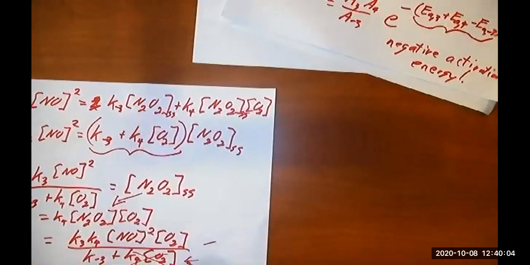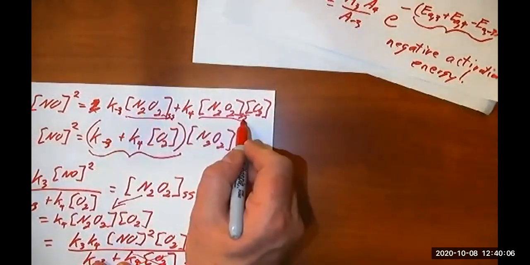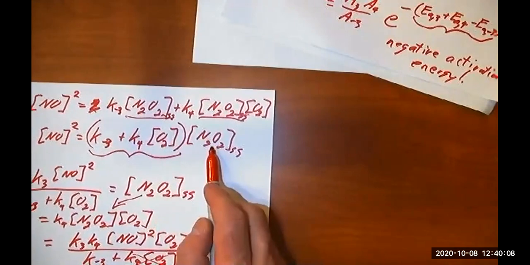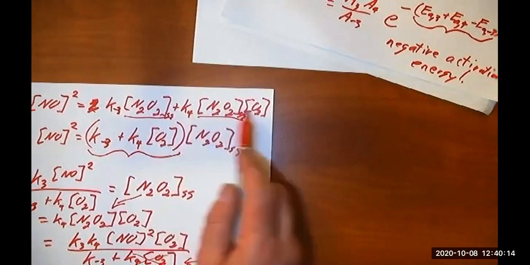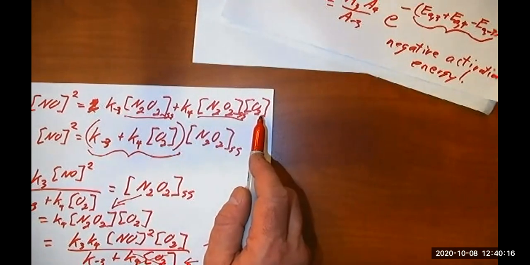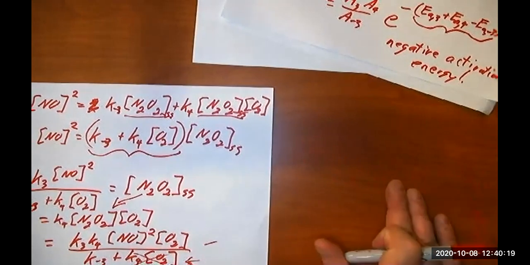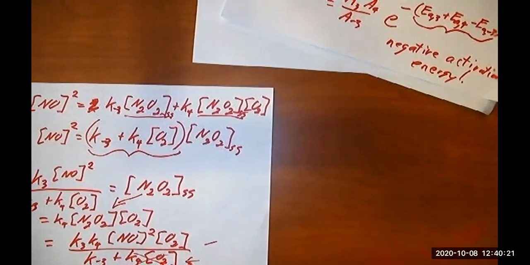Going from plus to times. So here down to here, what I did was I factored out the N2O2 steady state. And so the first term, if you factor that out, is just the K minus 3. The second term, if you factor it out, is the K4O2. Does that make sense?